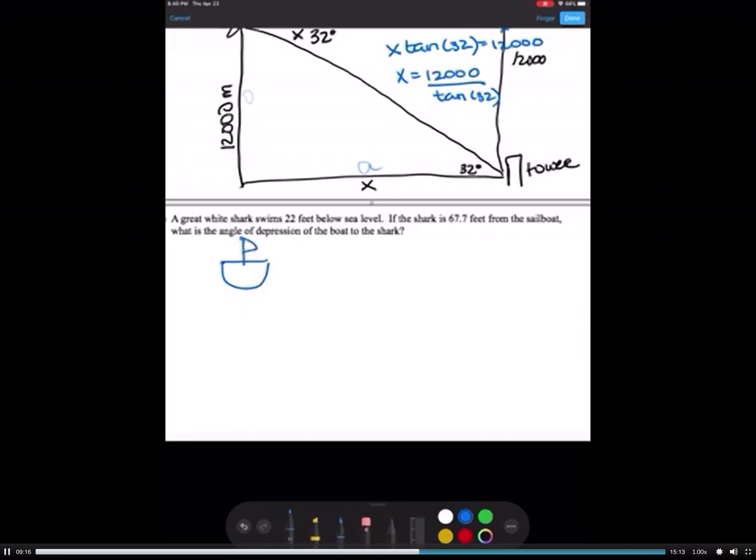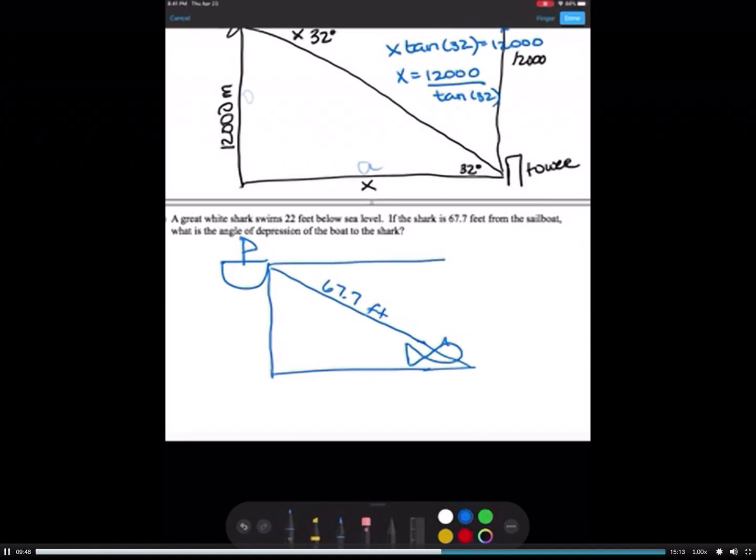Okay, here's my sailboat. And I've got a shark that's over here. Yep, that's my shark. He needs a fin there. Okay, he is 67.7 feet. The distance from the shark to the sailboat is a straight line, so he is 67.7. And we want to know, oops, what is the angle of depression?